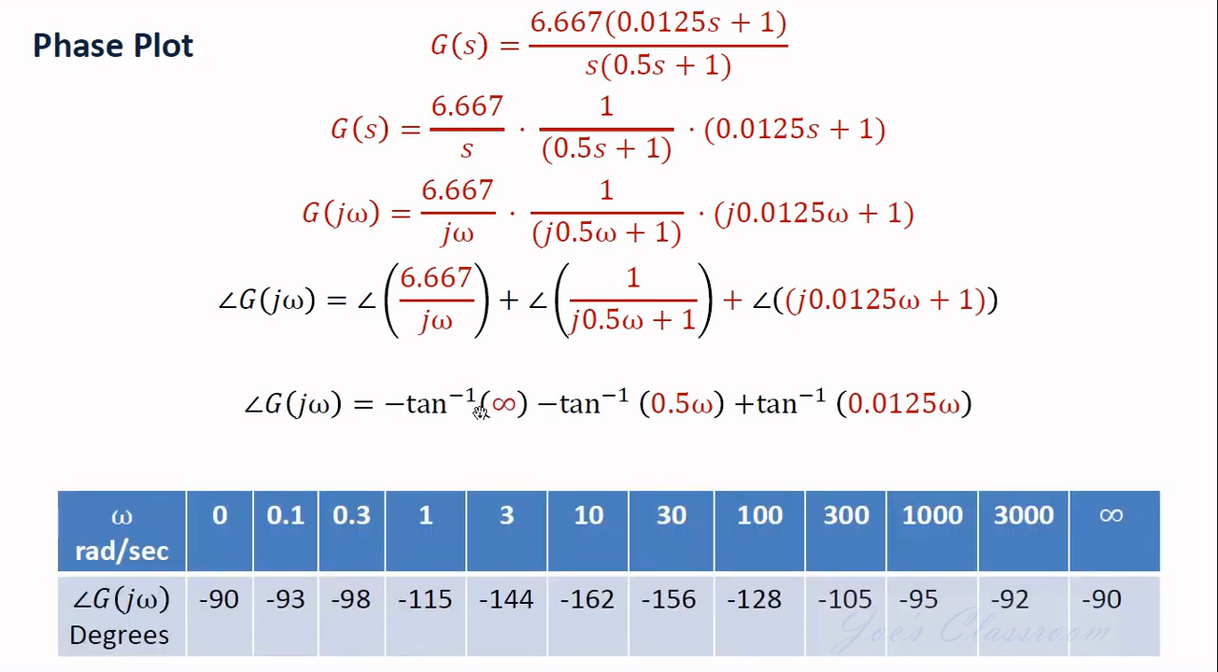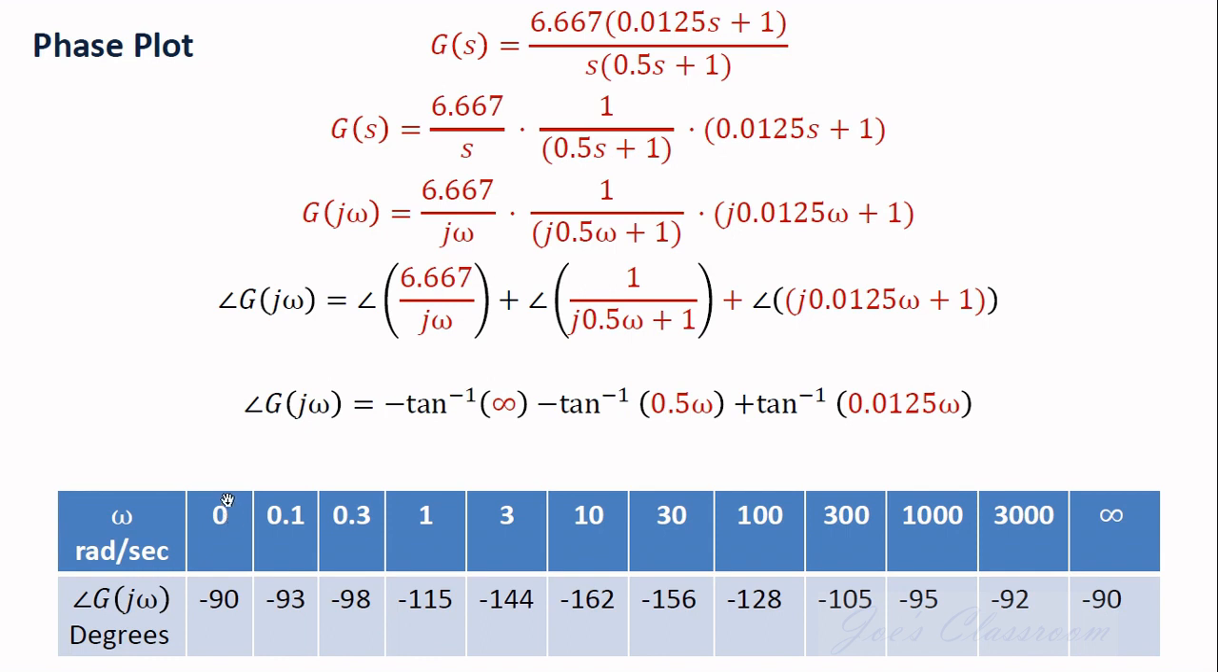Yeah, it is corrected. So it is not tan inverse of omega, it is tan inverse of infinity. Of course, tan inverse of infinity is 90, and this entire term is going to be minus 90 degree. So what you have to do is take different values of omega, and calculate the angle of G of j omega using this expression.